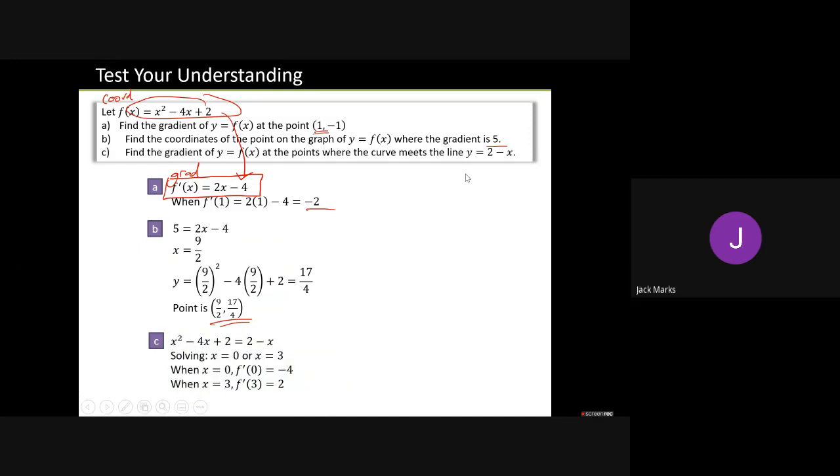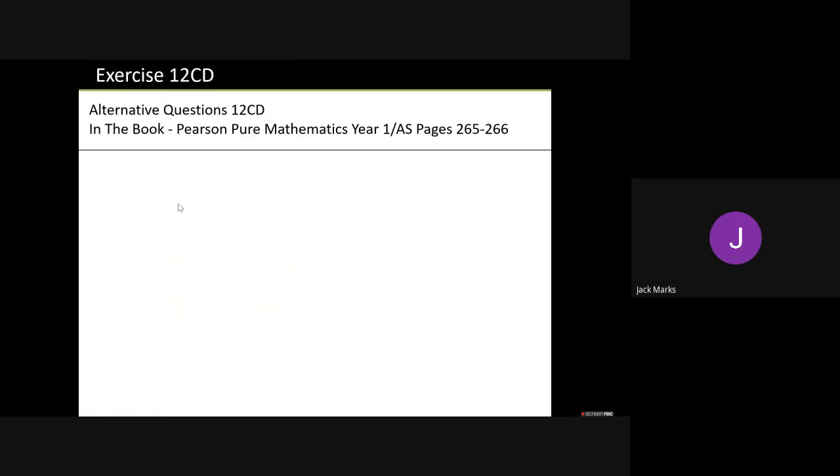And finally, a simultaneous equation to get 2 x values, and then you plug them into the gradient function again. Okay, time for you to have a go.